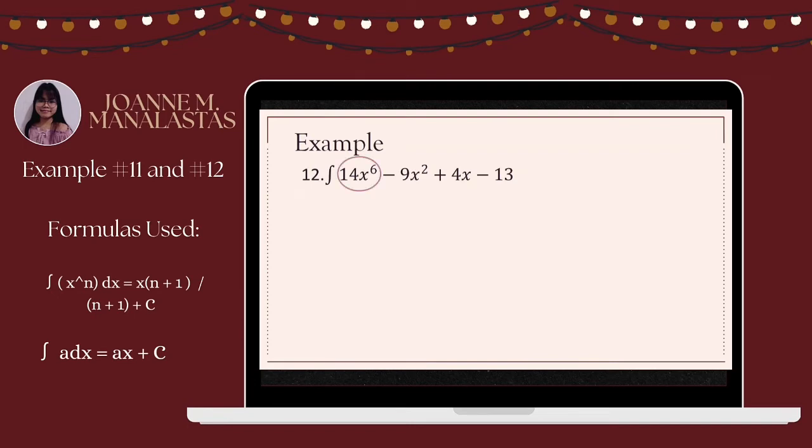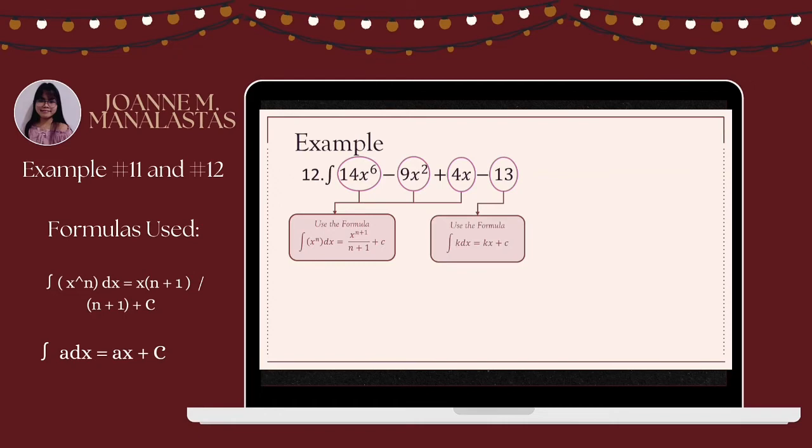So for 14x raised to 6, 9x squared, and 4x, we will use the formula of antiderivative of x raised to n is equal to x raised to n plus 1 over n plus 1 plus c. And for 13, we will use the antiderivative of k is equal to kx plus c. So for the solution, 14x raised to 6, substituting it to the formula, we will have 14x raised to 6 plus 1 over 6 plus 1 plus c, and we will have an answer of 14x raised to 7 over 7. For 9x squared, substituting it to the formula, we will have 9x cubed over 3.